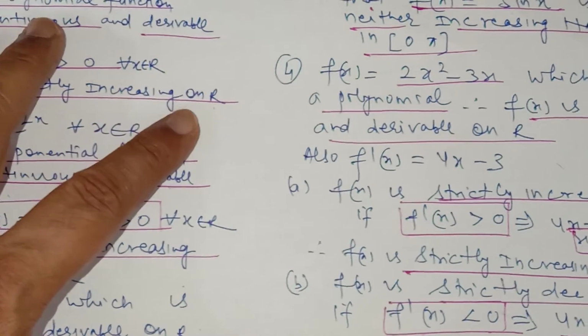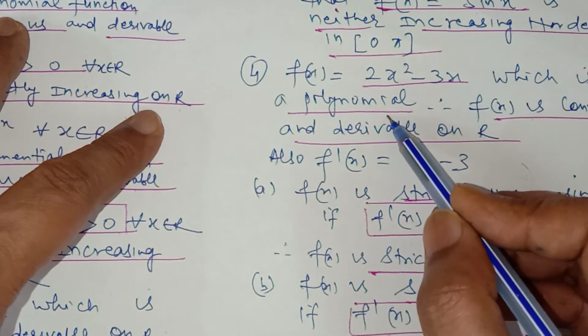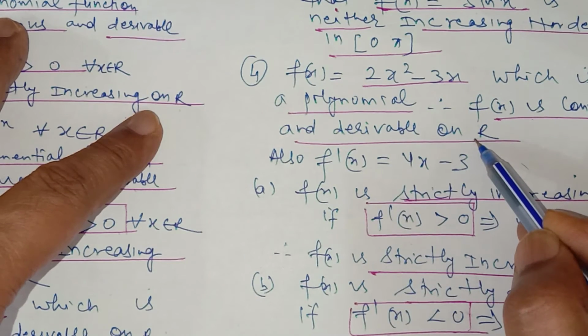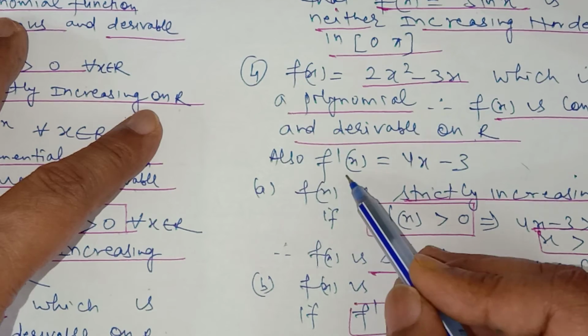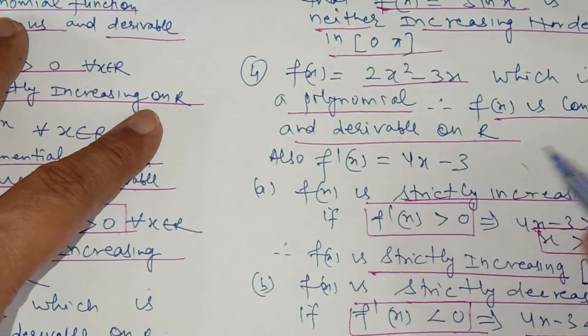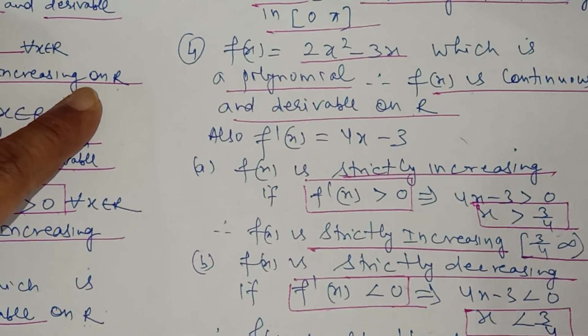Now in question number 4, the function is given as 2x squared minus 3x, which is a polynomial function, and it is continuous and differentiable on all real numbers. So we find the derivative of this, f'(x) is equal to 4x minus 3. Now you have to find in which interval it is strictly increasing and in which interval it is strictly decreasing. You have to prove.